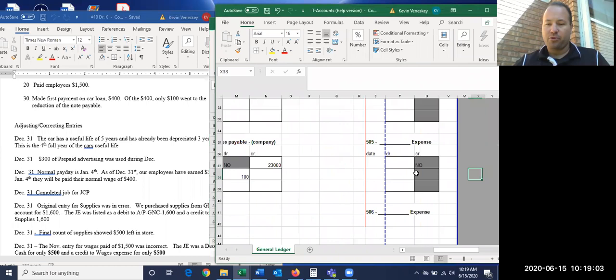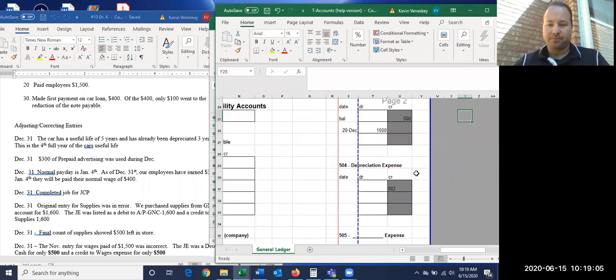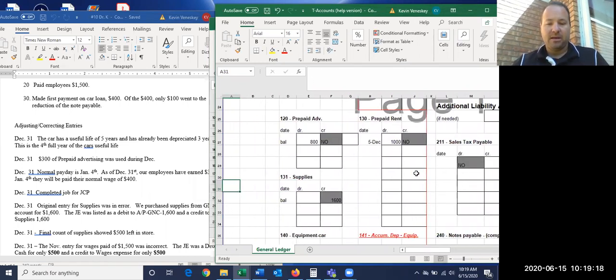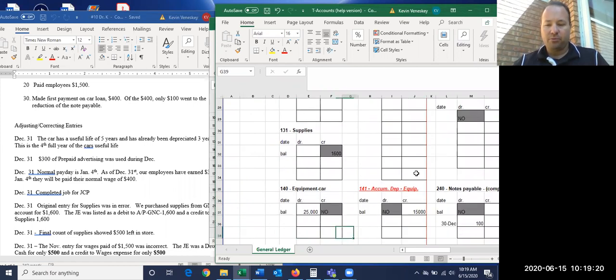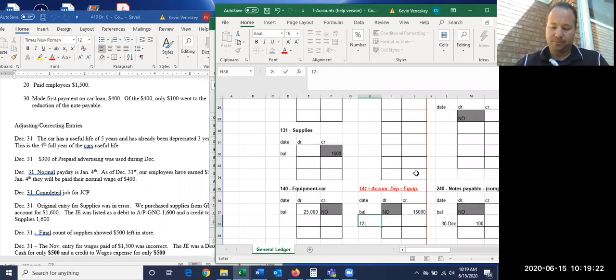So we come over to our depreciation account. On 12/31, our only thing we have, $5,000. Then we come over to our accumulated depreciation and add in another 5,000.